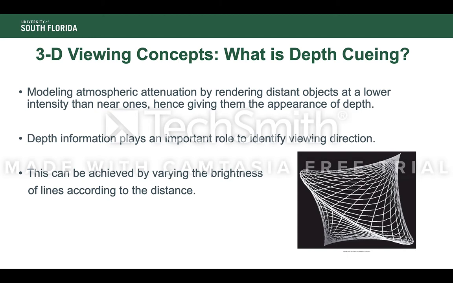Depth information plays an important role in identifying viewing direction. This can be achieved by varying the brightness of lines according to the distance. You can have a cube where the front side has dark lines and the back side has lighter lines. This gives you an idea that the darker ones are in front and close to you, and the lighter ones are towards the back and distant from you. So this is the basic idea of depth cueing.